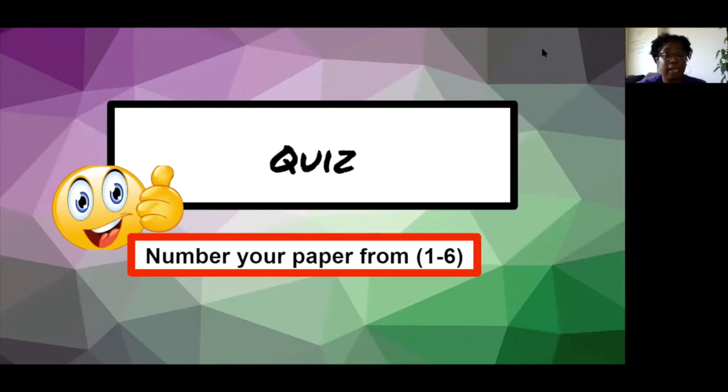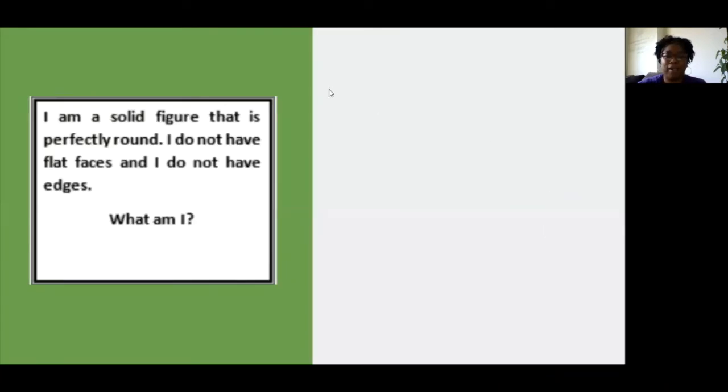Okay, so once again, I'll flash the question. Feel free to pause it in between each question to allow yourself some time to think, and then press play when you are ready for the answer. Are you ready? Let's get started. Number 1, okay, what am I? I am a solid figure that is perfectly round. I do not have flat faces, and I do not have edges. What am I?